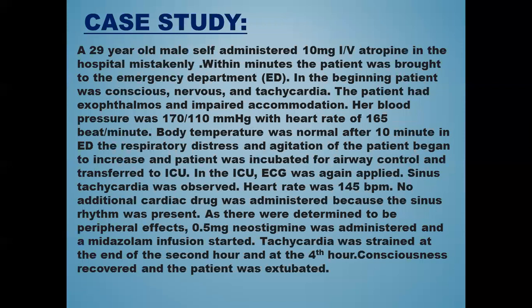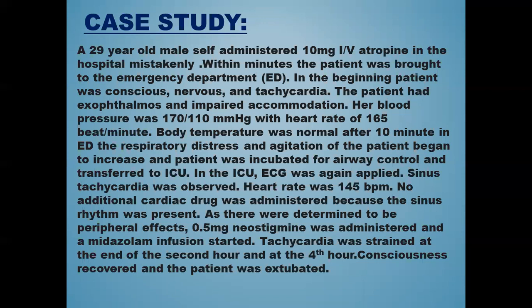Now toward the case study. A 29-year-old male mistakenly self-administered 10 milligram IV atropine. Within a minute, the patient was brought to the emergency department. The patient was conscious, nervous, and bradycardia occurred. The patient has exophthalmos and impaired accommodation. Her blood pressure was 170 over 110 mmHg and the heart rate was 165 beats per minute. Body temperature was normal, but after 10 minutes, respiratory distress occurred and agitation began to increase, and the patient was intubated for airway control and transferred to ICU.